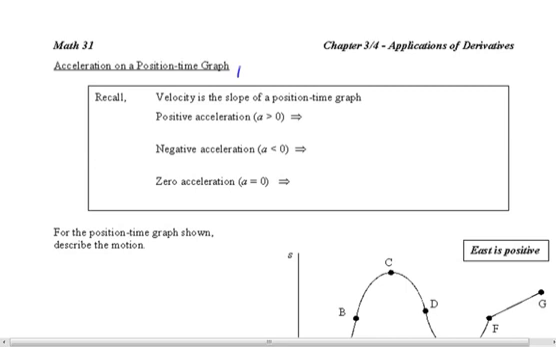This is new terminology, and we're going to use this a lot in the graphing unit. We're going to talk about something called concave up and concave down. So recall velocity is the slope of a position time graph. I know this is really exciting stuff. Okay, so positive acceleration is when our slopes are increasing.